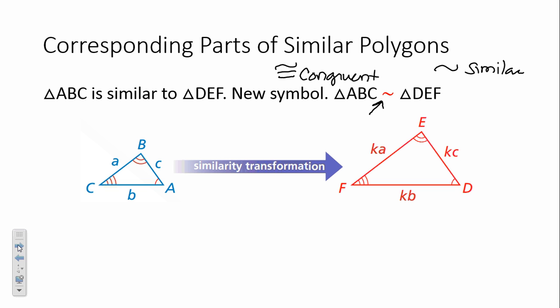Okay? Remember back in chapter 4, we talked about how we transformed figures. We did translations, which preserve the size and shape, rotations, which preserve the size and shape, and reflections, which preserve the size and shape. But now we're talking about dilations, making it larger or smaller, scaling it up or down. So it will preserve the shape, but not the size.